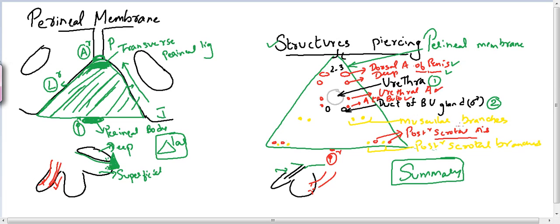Posterior scrotal arteries. I have shown it here also. Posterior scrotal arteries. Then muscular branches to the muscles present in the superficial perineal pouch, and posterior scrotal branches for the skin of the posterior part of the scrotum.